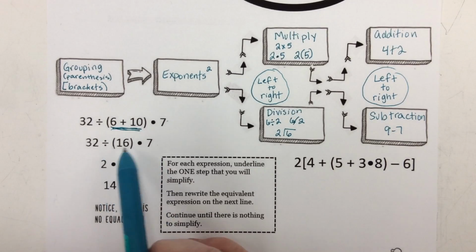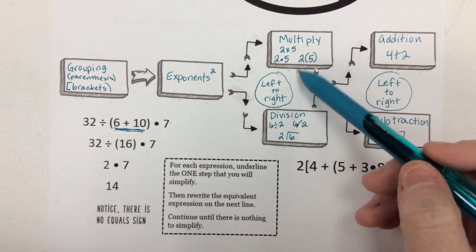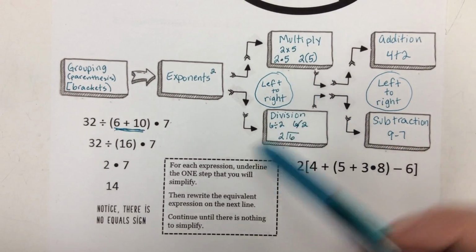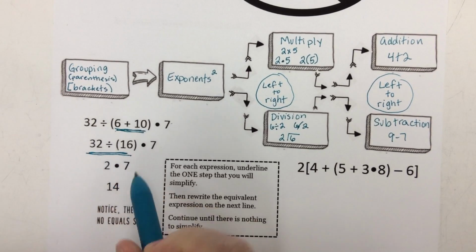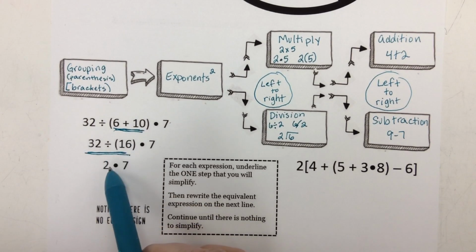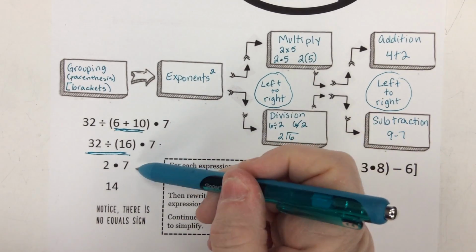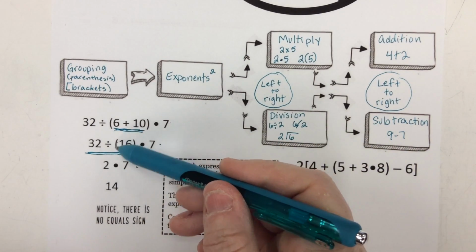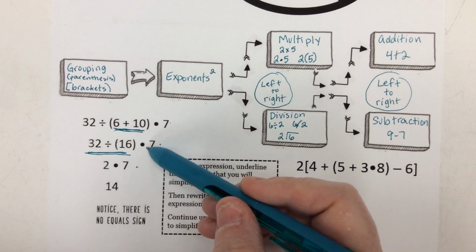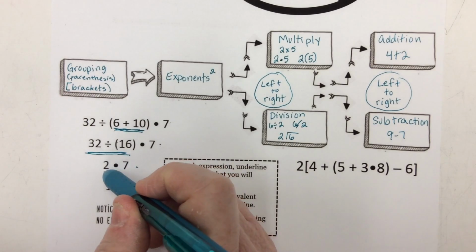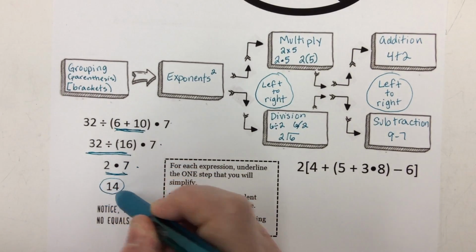32 divided by 16 times 7. Well, I have division and I have multiplication. Now, my rule here says when I have multiplication and division, I have to go left to right. So on the left is division. 32 divided by 16 is 2. The only thing that I change from this expression to this one is that I change this mark and make it a 2. And then I bring down everything left over, bring down the times 7. Now all I have left is 2 times 7, and that's 14. And I circle the answer at the bottom.